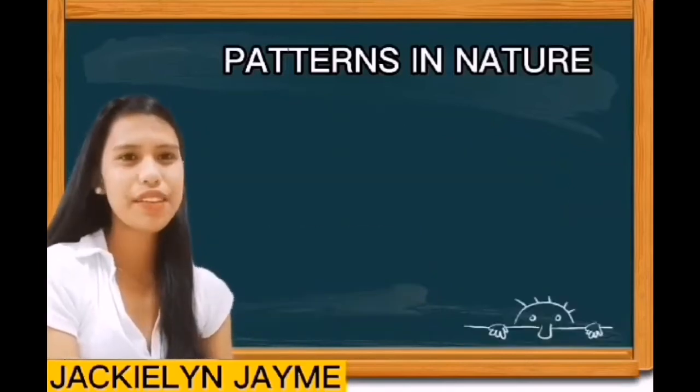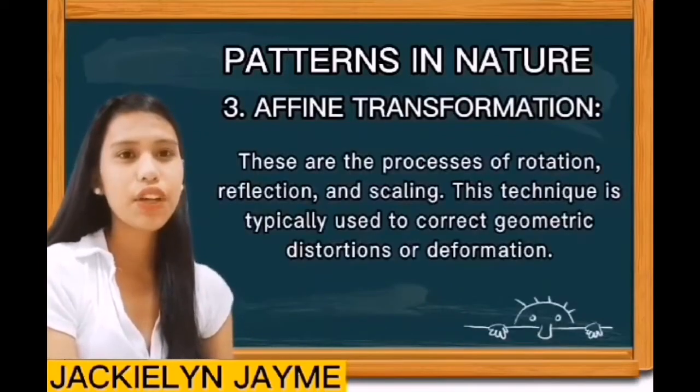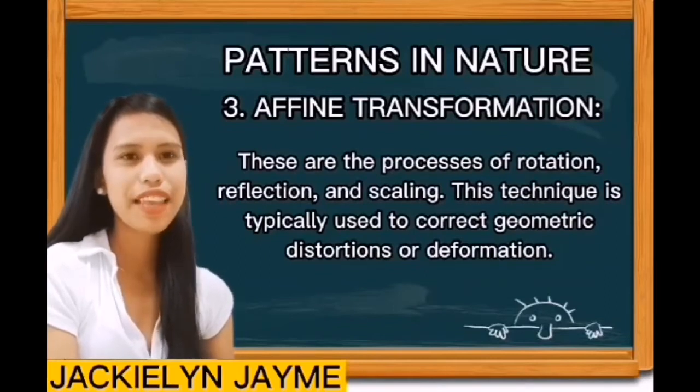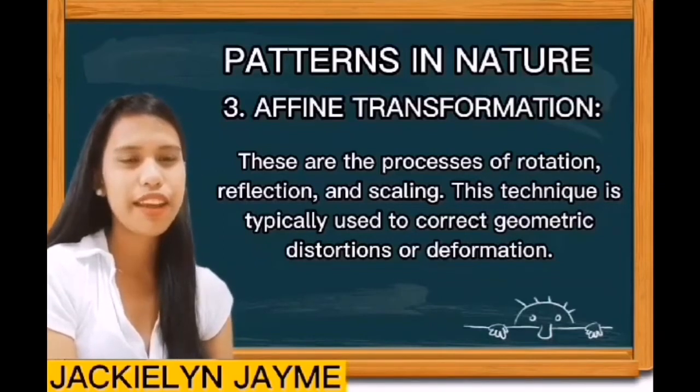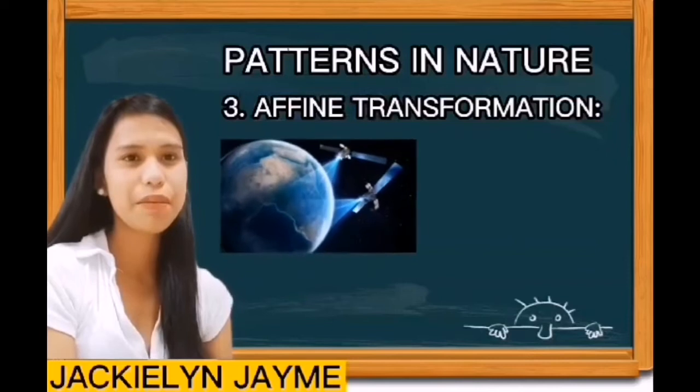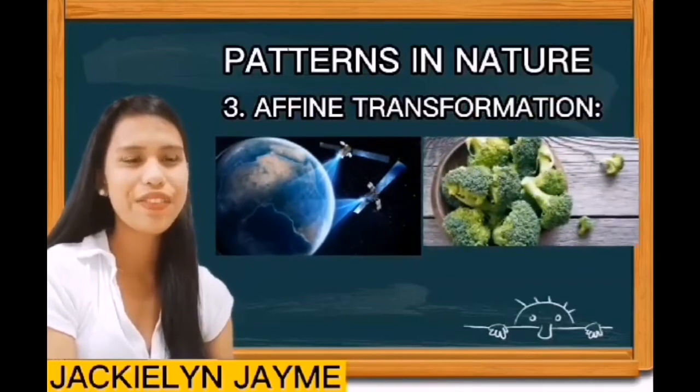The last one is affine transformation. These are the processes of rotation, reflection, and scaling. This technique is typically used to correct geometric distortion and deformation. Some examples of it are satellite imagery, broccoli, and cauliflower.